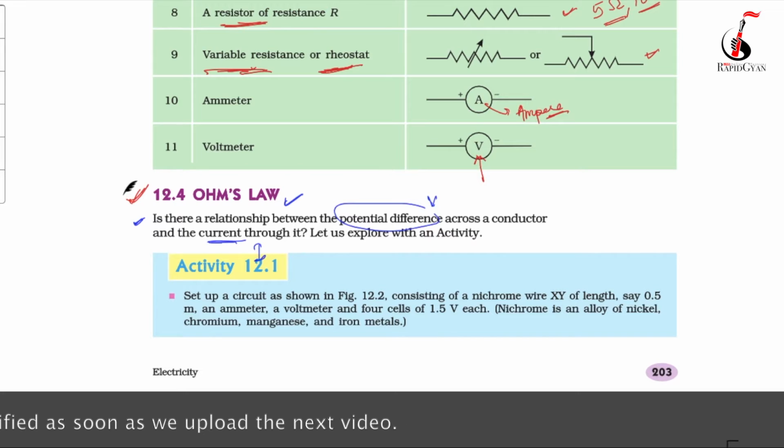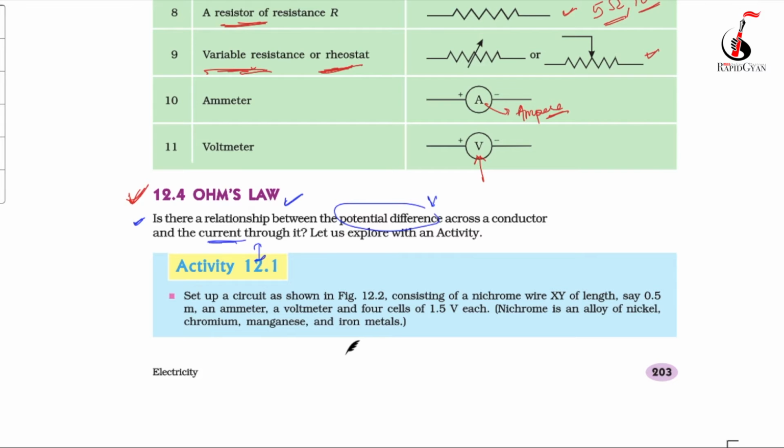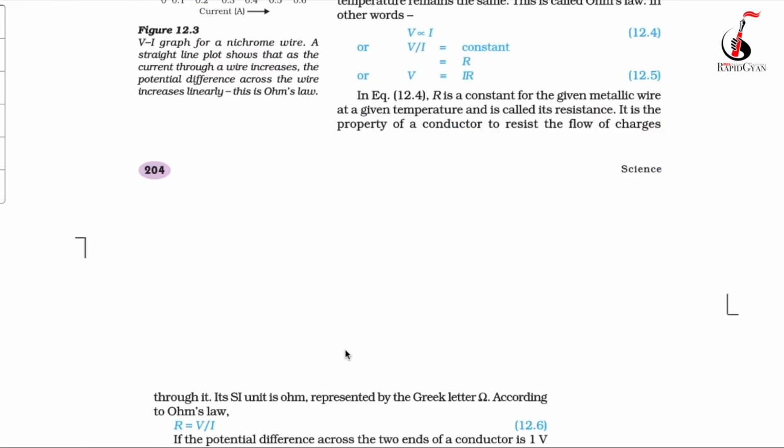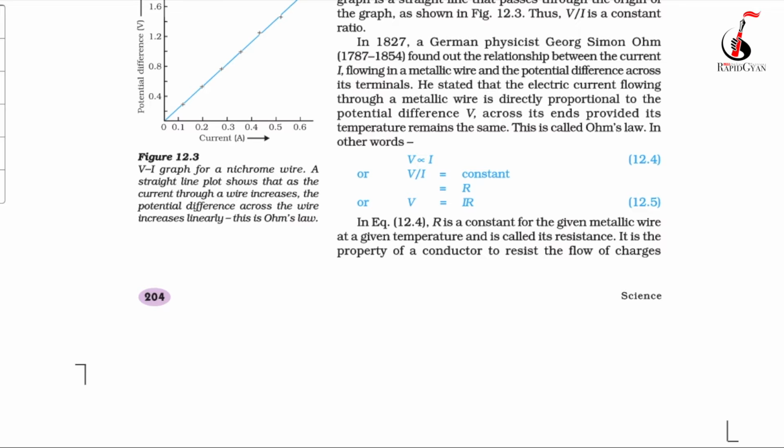Ohm's law is nothing but the relationship between the potential difference and the current passing through a conductor. So what is Ohm's law? I will first explain it over here. Let me come to the new board. We know there is a current passing through a conductor, and there is a potential difference.